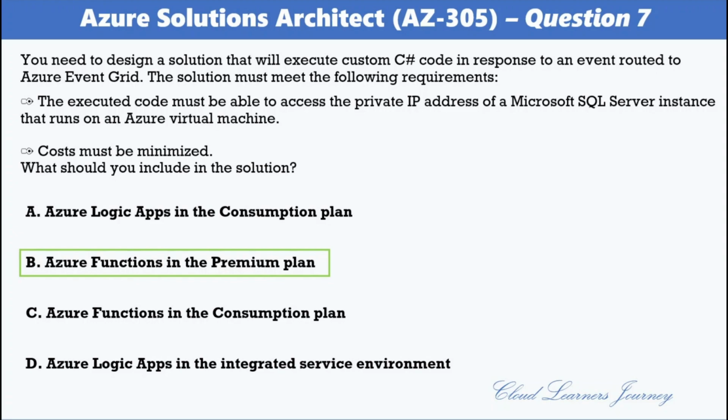Azure Functions in the premium plan is the best solution to meet the requirements. With the premium plan, you can execute custom C# code in response to an event routed to an Azure Event Grid. Additionally, the premium plan allows you to access resources in a virtual environment, such as the private IP address of a SQL Server instance running on an Azure virtual machine.